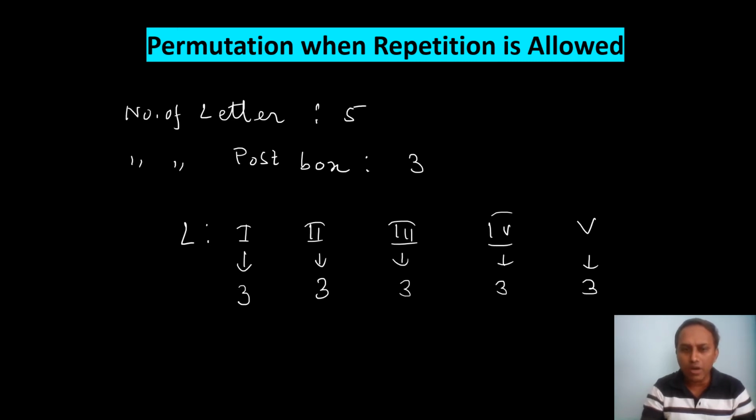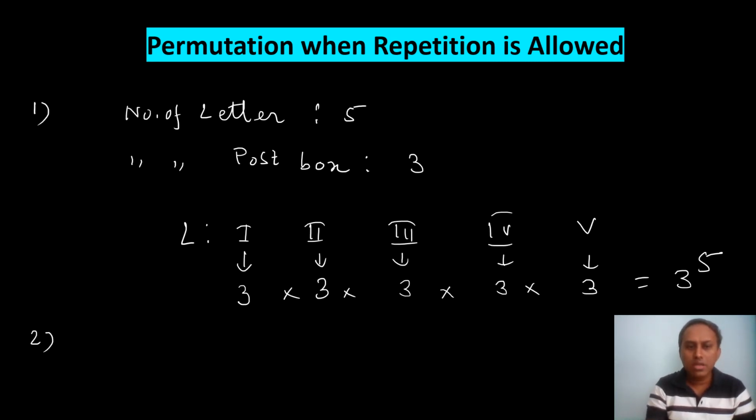So together how many ways? 3 into 3 into 3 into 3 into 3, that is 3 raised to the power 5. So 5 letters, 3 post boxes, 3 raised to the power 5. Now in many books you will find a formula, but don't try to use the formula, it will be confusing. You had better use the general method, that is the fundamental principle of counting. Let me give you another example.